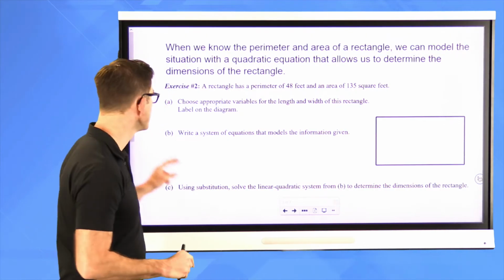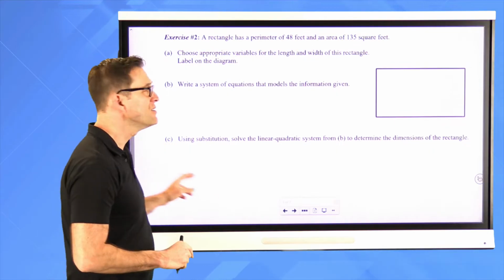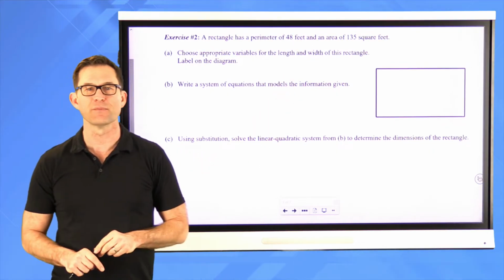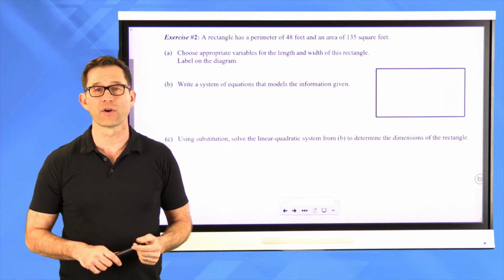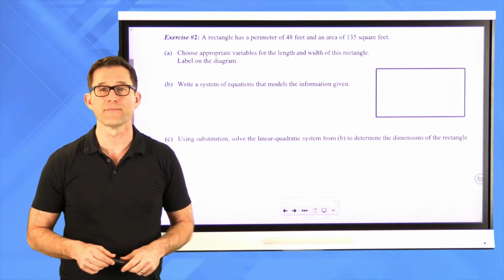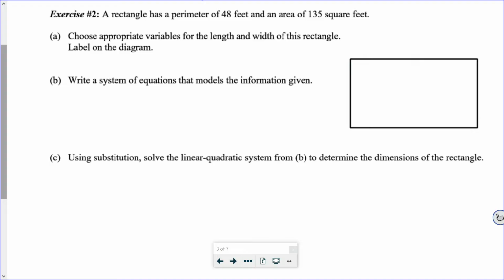So let's look at a situation like that. These are a favorite of state assessments, right? They give you the area, they give you the perimeter, and you've got to figure out the two dimensions. Let's take a look. A rectangle has a perimeter of 48 feet and an area of 135 square feet. Letter A, choose appropriate variables for the length and the width of this rectangle and label on the diagram.